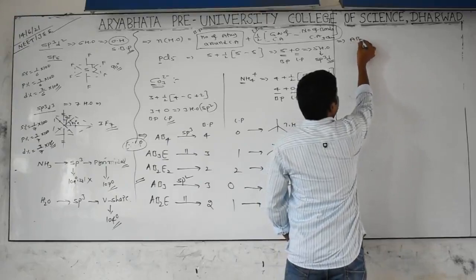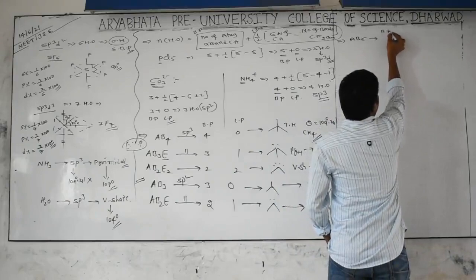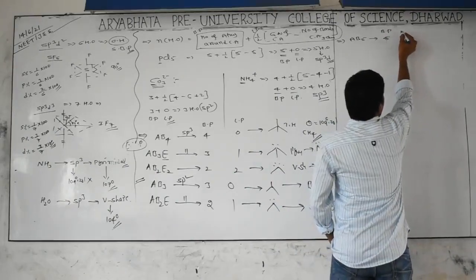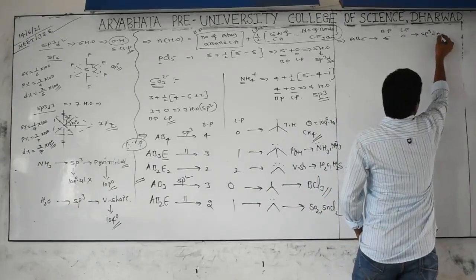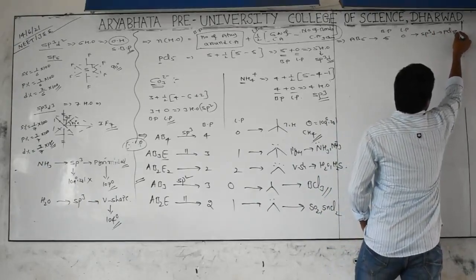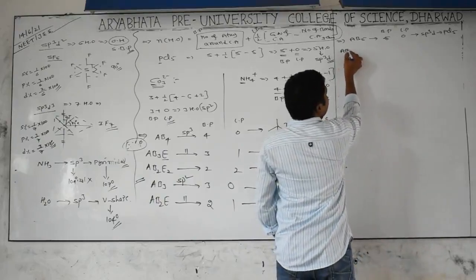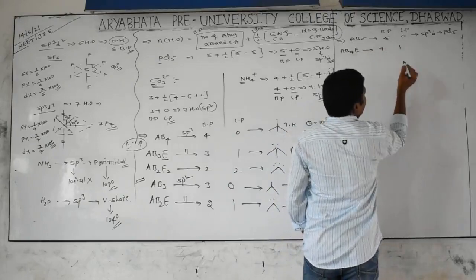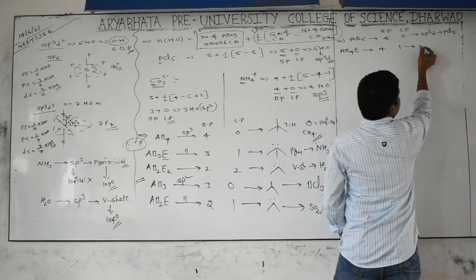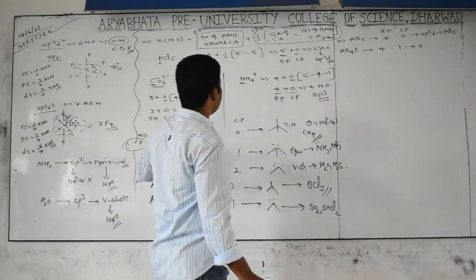And go for one more thing, which you can take: AB5 molecule. AB5 molecule means 5 bond pairs, 0 lone pairs. Then we are getting sp3d hybridization. The example is the PCl5 molecule. But I will give you one more example, AB4E. AB4E means 4 bond pairs, 1 lone pair. The hybridization will be the same.